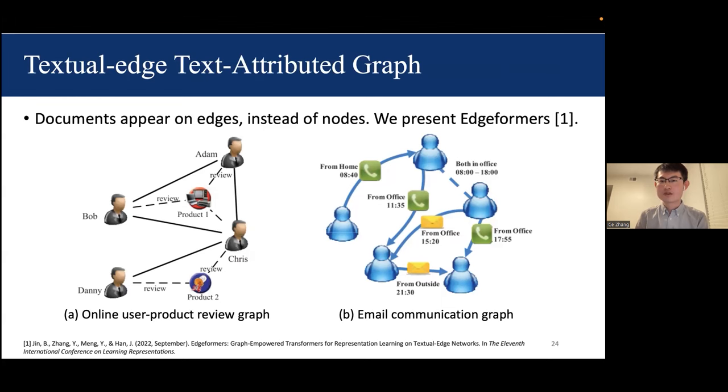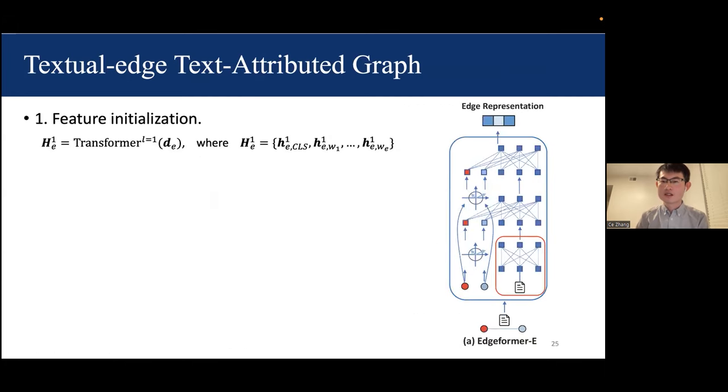The goal of such a scenario is that we want to learn embeddings for both edges and nodes. Remember previously, for Graphformer and Heterformer, we only learned embeddings for nodes because each node is a document. But now we want to learn embeddings for both nodes and edges. We specifically present a model called EdgeFormer, which was published at ICLR 2023. EdgeFormer has two variants. One variant is for embedding on edges. The other variant is for embedding on nodes.